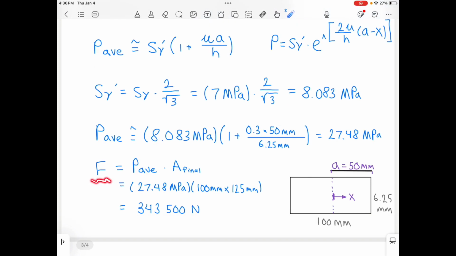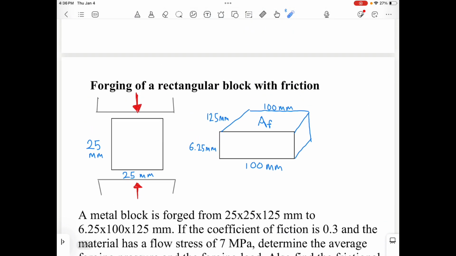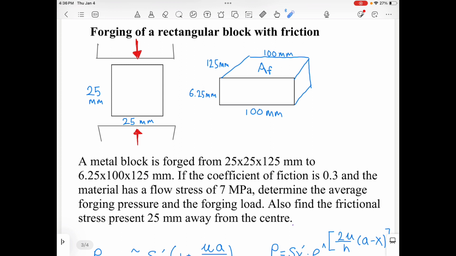Next, the total forging force can be solved by finding the average pressure, which we did, and multiplying that by the final cross-sectional area perpendicular to the force. And if you look at what's actually happening, the final area that we want to consider would be this one, because it would be normal to that compression force.